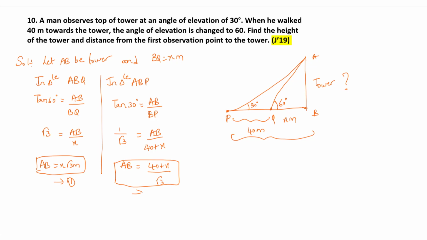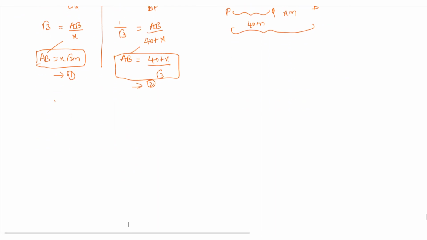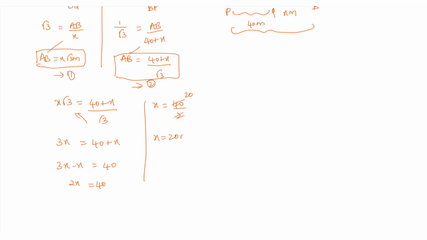Equation 1, equation 2. Now what we have to do is equate both these equations. That is, because here AB is x root 3 and AB is 40 plus x by root 3. Let us equate them. On equating 1 and 2, we get x root 3 is equal to 40 plus x by root 3. Multiply it, you get 3x is equal to 40 plus x. That is 3x minus x is equal to 40. That is 2x is equal to 40, and we get x as 40 by 2, 20. X we got as 20 meter.